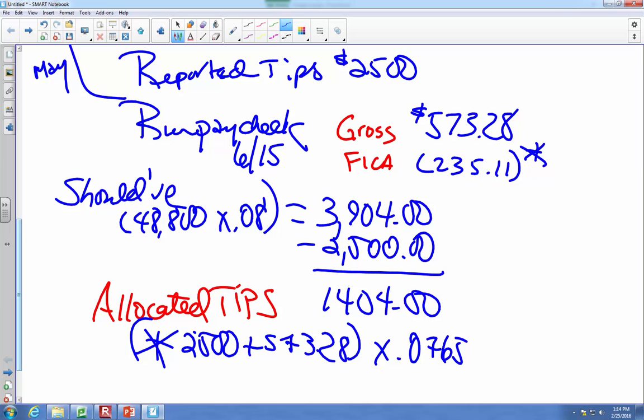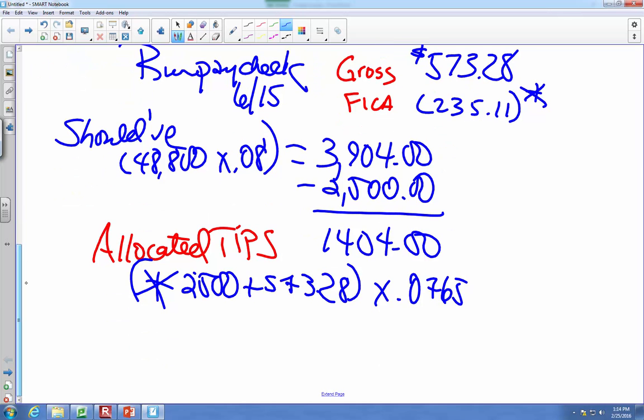Now, there's a couple things that are worth repeating. One is, did I put reported or allocated tips in this calculation? Reported. Do I take FICA out on allocated tips? No. The reason we're going through all this and how I'm going to tie it into this chapter is what we did here is exactly the same thing we're going to do for FIT.